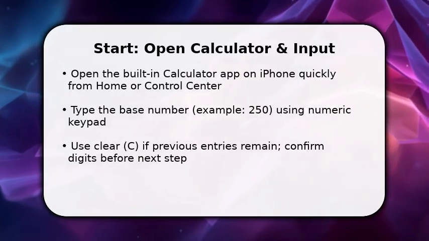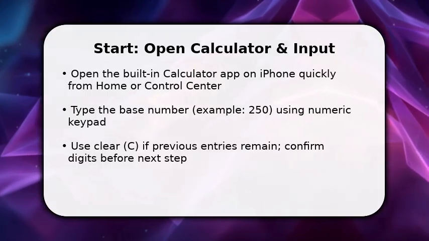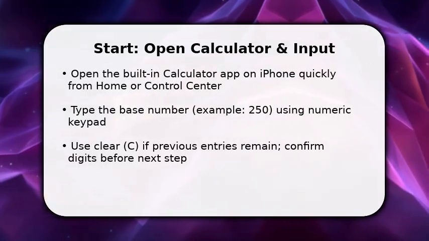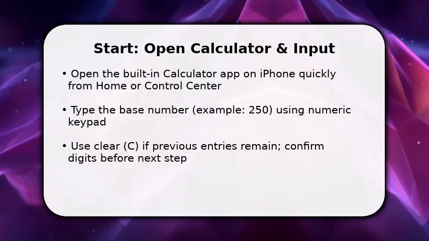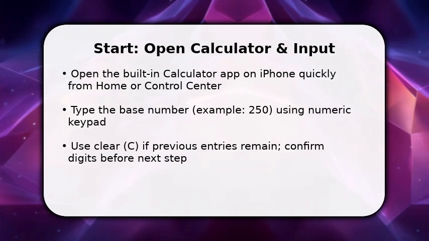Next, tap the multiplication symbol because percent operations are multiplications under the hood. This first action prepares the expression. Don't press equals yet. If you mistyped, press C and re-enter. This keeps results accurate and avoids extra steps later.